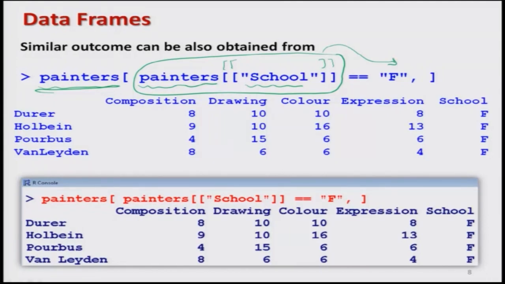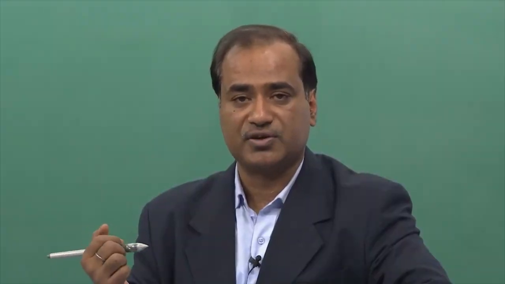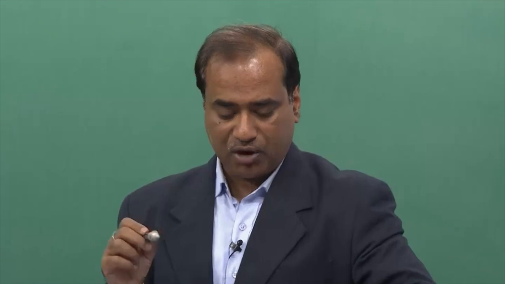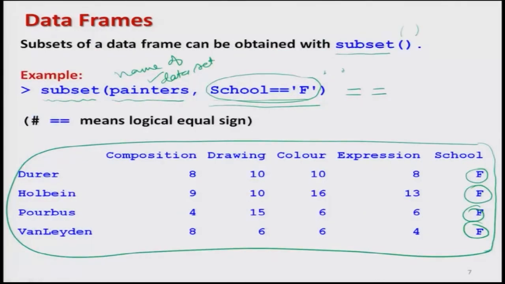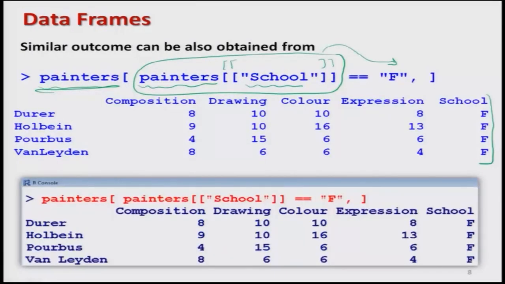Be careful, F does not mean false. Here F is one of the categories of the school. The schools are denoted by A, B, C, D, E, F and so on. Right. So now if you try to do it here, you get this outcome. That is the same outcome you got earlier. And this here is the screenshot, you can try it. Right. Okay.